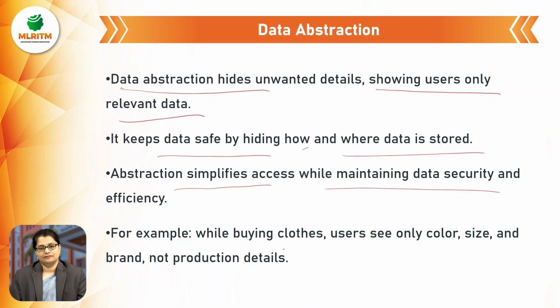For example, when we are doing shopping, either online or offline, and we are buying clothes, the user sees only the texture of the cloth, price, color, size, like this information. The user doesn't need to check the entire product details of the particular cloth.